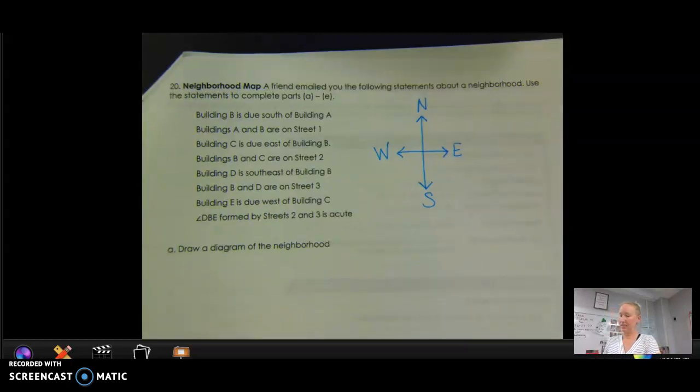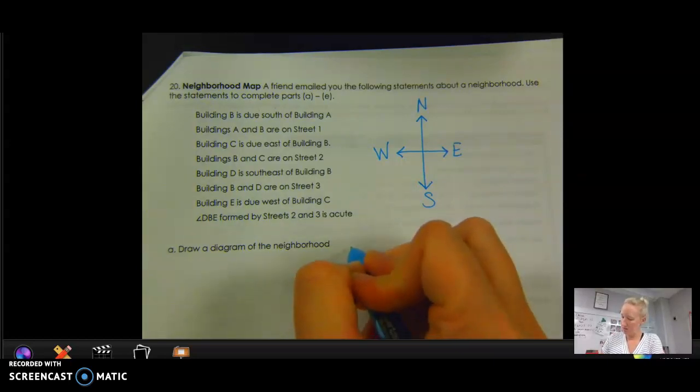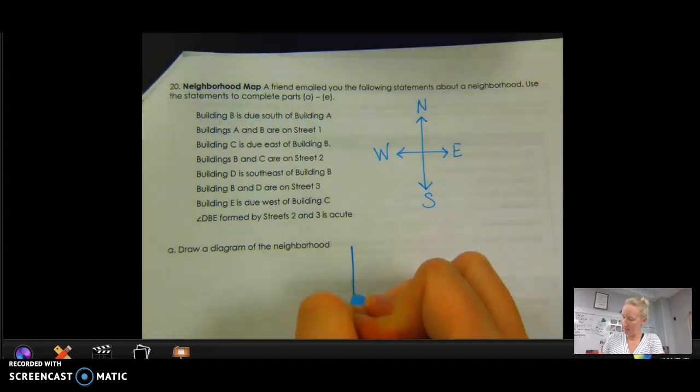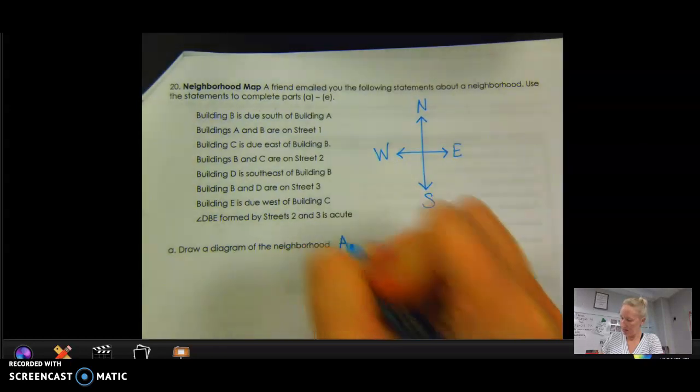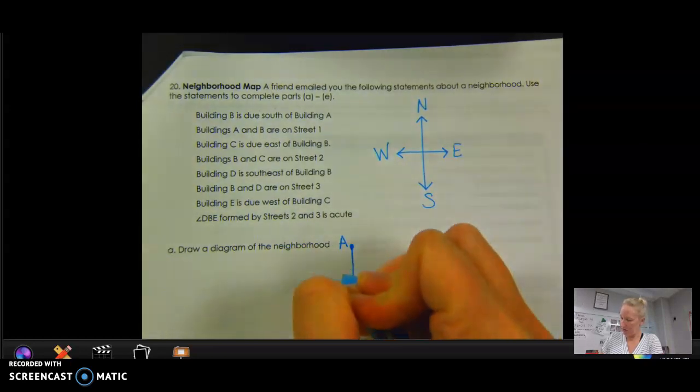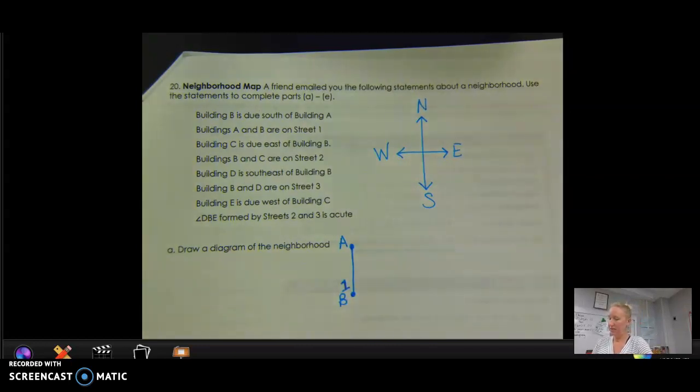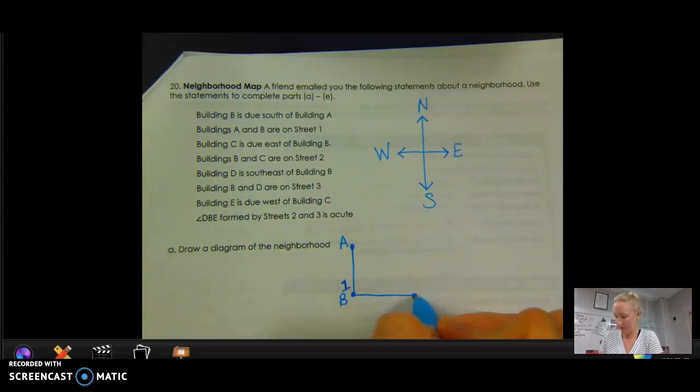Okay. Building B is due south of Building A. Building A and B are on Street 1. So B is due south of A. So that would be south of A. They're on Street 1. Okay. C is due east of Building B. Due east would be this way. B and C are on Street 2, so this is Street 2.